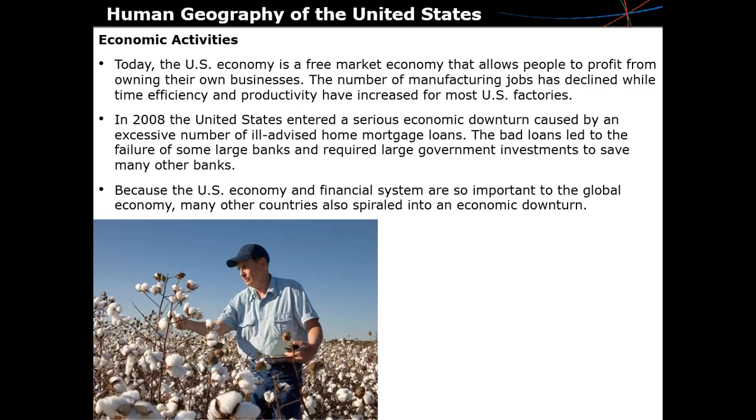In 2008, the United States had a serious economic downturn, and that was caused by an excessive number of ill-advised home mortgage loans. People were basically purchasing houses, and people were selling houses to people and giving them mortgages that they could not afford. And so those bad loans led to failures of large banks and required large government investments to save them. And it was really one of the first times where the US economy and financial system was really tested.